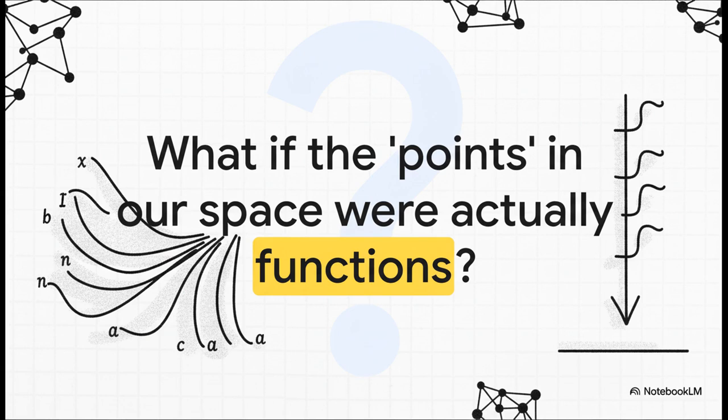And to leave you with a final thought to chew on, something exercise 6 in the text hints at. All of our examples have been about spaces of points, like the real numbers. But what if you built a space where each point was actually an entire function? I mean, can a space of functions be complete? And if it can, what does a converging sequence of functions even look like? That's a huge topic for another day, but it just goes to show how powerful and incredibly far-reaching this idea of completeness really is.